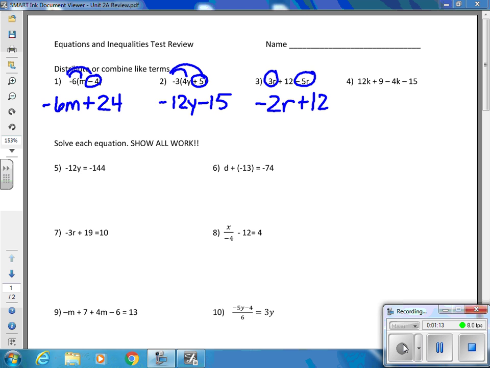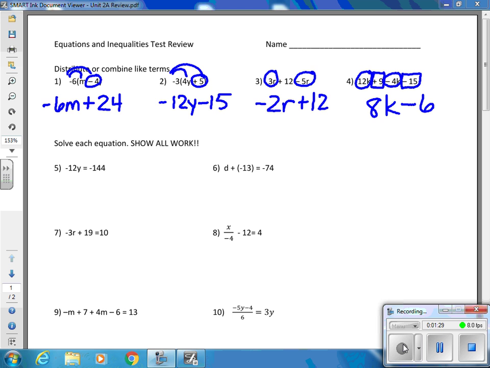For number 4, you're going to start with the k's. 12k minus 4k, 12 minus 4 is 8k, and then you'll notice that positive 9 and negative 15 are just regular numbers, so we can put those together. They are like each other. 9 minus 15 is going to produce a negative 6.